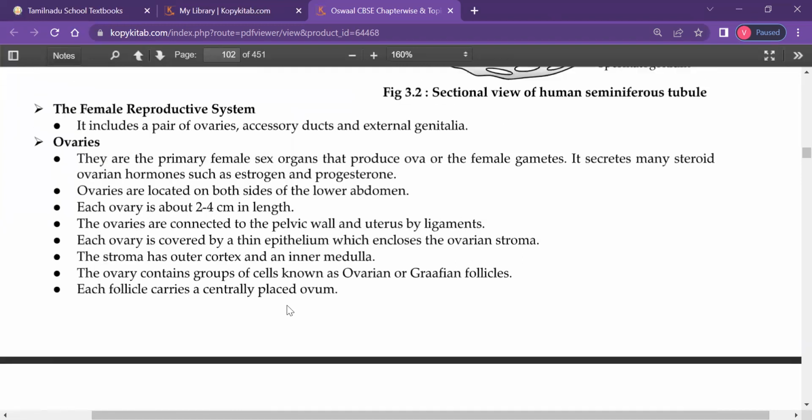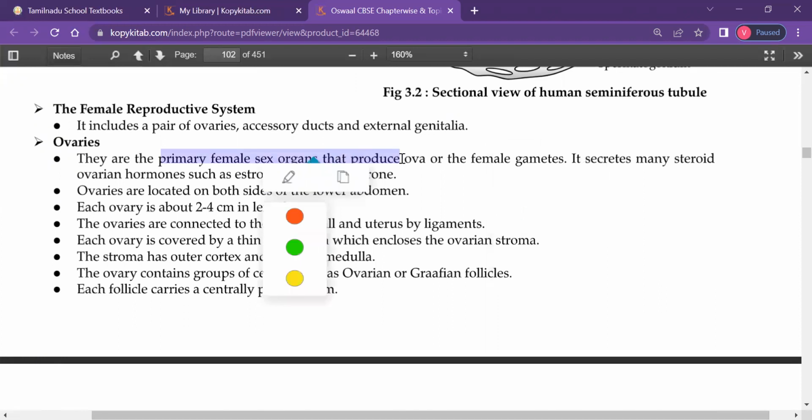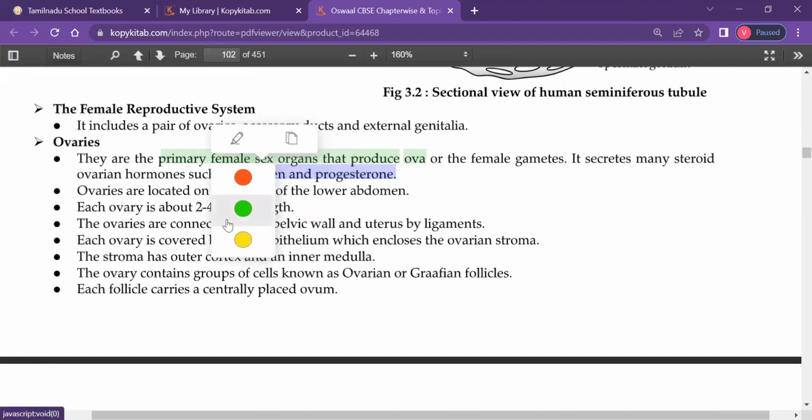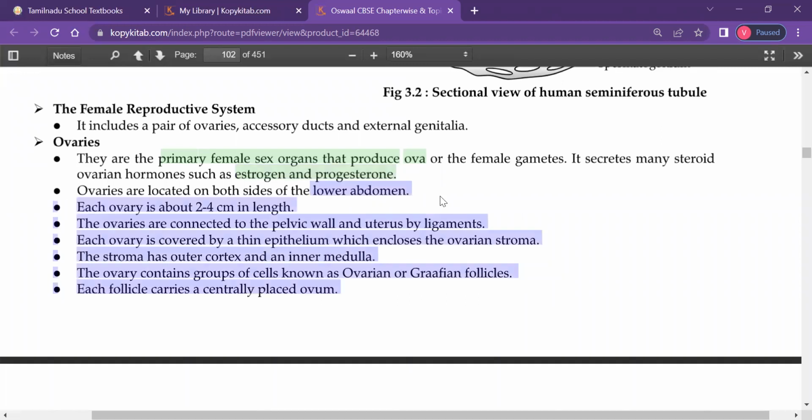They are the primary sex organs which produce ova, that is, egg cells, and many steroids such as estrogen and progestogen. They are located in the lower abdomen.